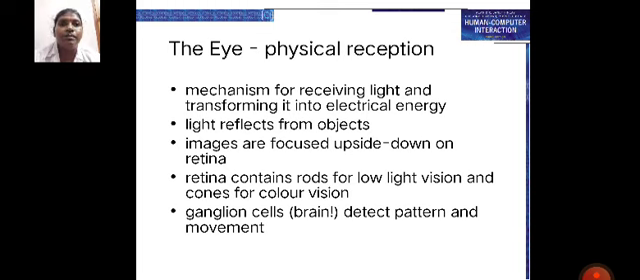Light reflects from objects and the image is focused upside down on the retina. The retina contains rods for low light vision and cones for color vision. Ganglion cells, also called the brain, detect pattern and movement of these visionary senses.